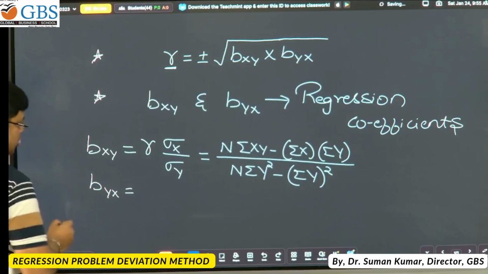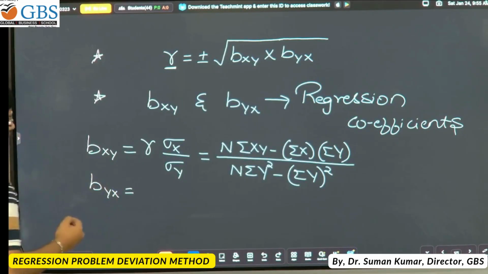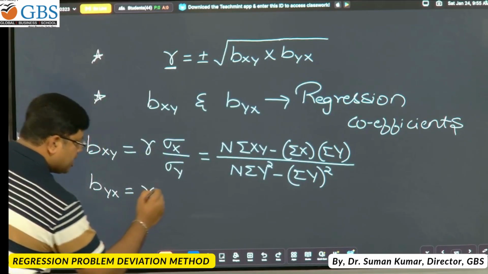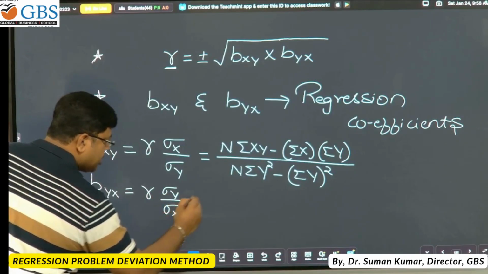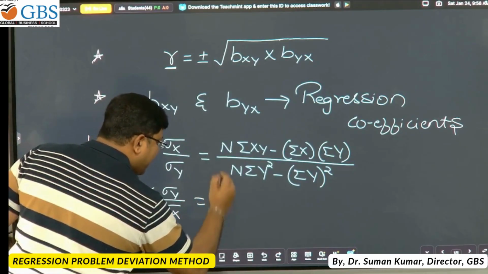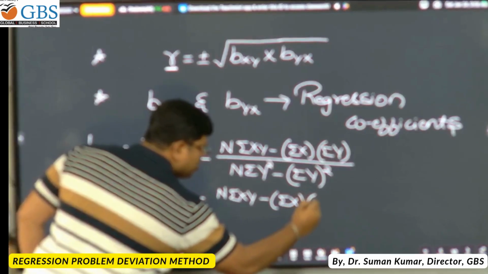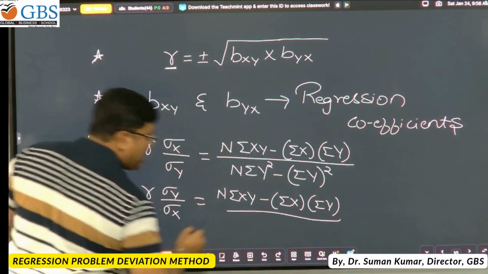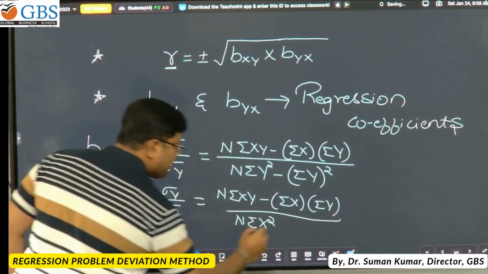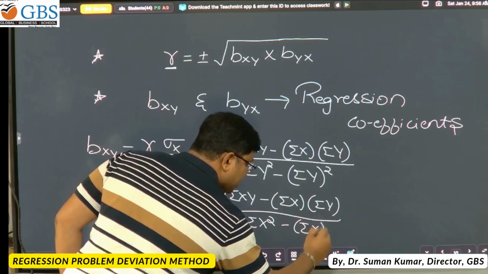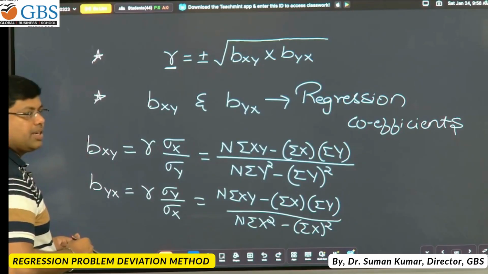Similarly, byx. So what is the difference? This is bxy, whereas this is byx. So how to write this one? R into standard deviation of y divided by standard deviation of x, which is equal to N into summation xy minus summation x into summation y, the numerator will be the same, divided by N into summation x square minus summation x whole square. This is very important.